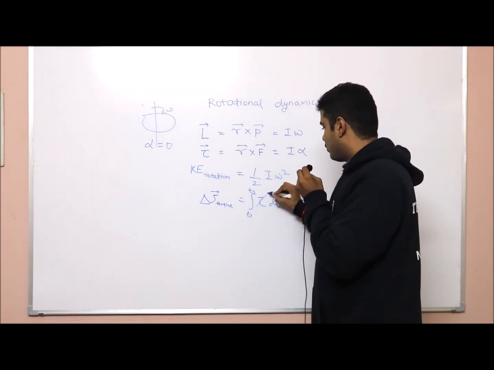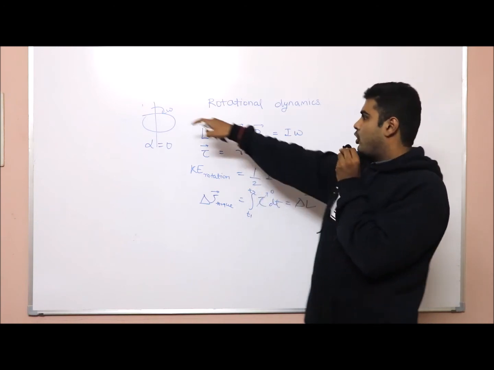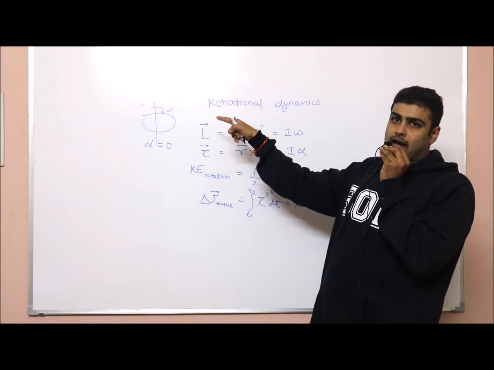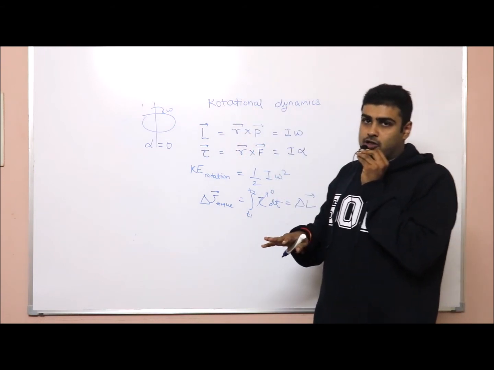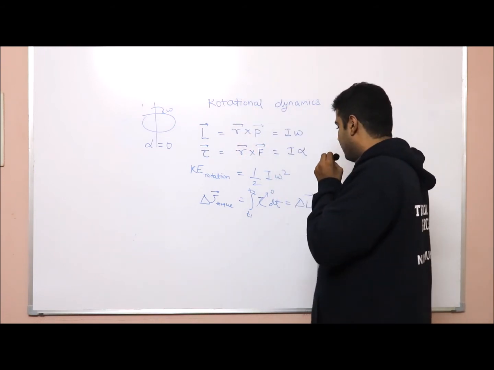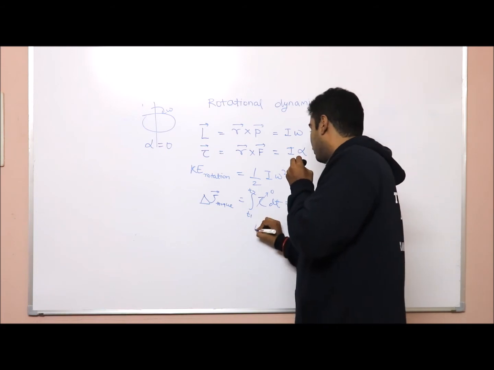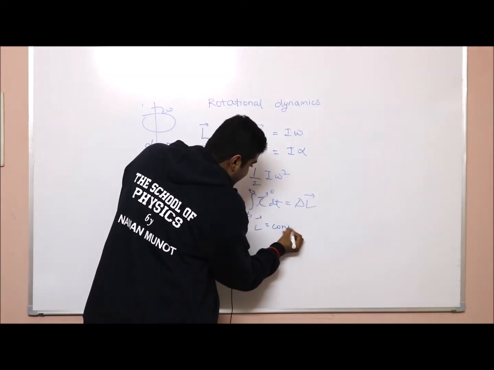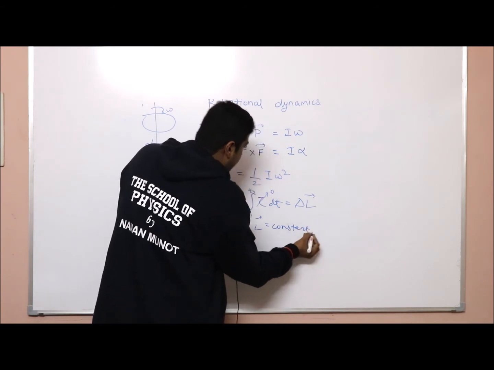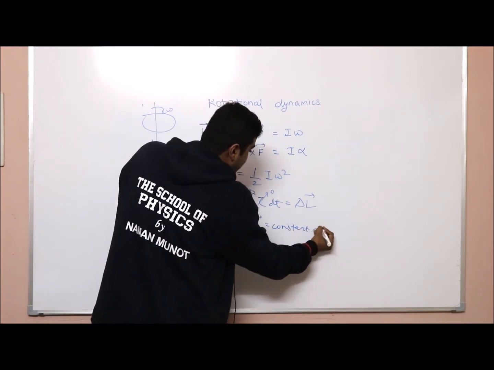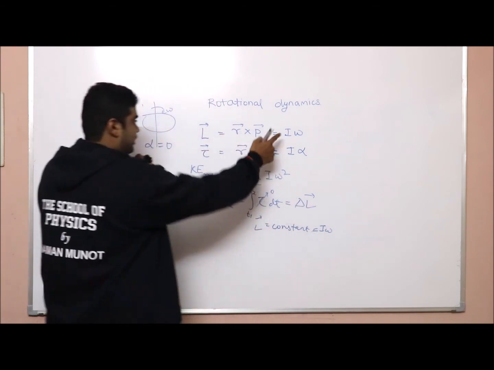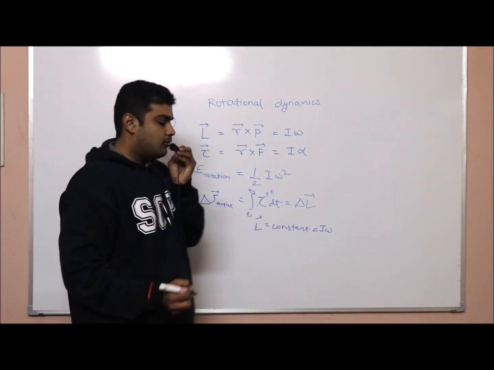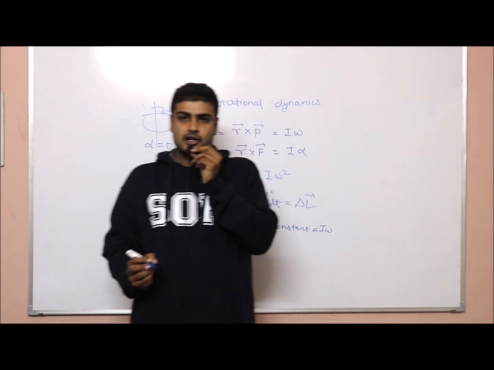So suppose there is no external torque, so the body will keep on rotating at the same angular velocity omega. There will be no change in angular velocity, and thus the angular momentum will remain constant. And what will be its value? Its value will be I omega, which I have written here. So when there is no external torque, the angular momentum will remain conserved.